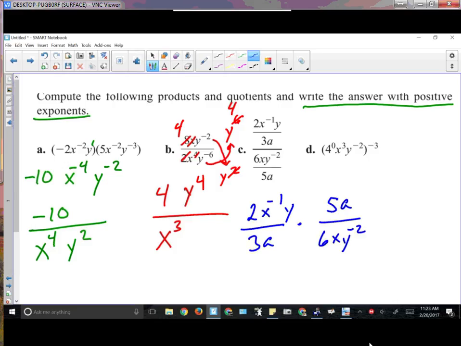Now we can go cancel happy. Okay. Cancel what we can. Let's see, I've got an a down here that would cancel with an a up here. This 2 would go to 1, this 6 would go to 3.